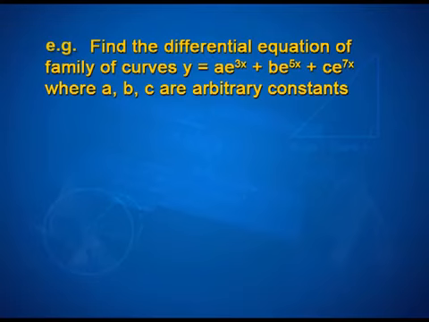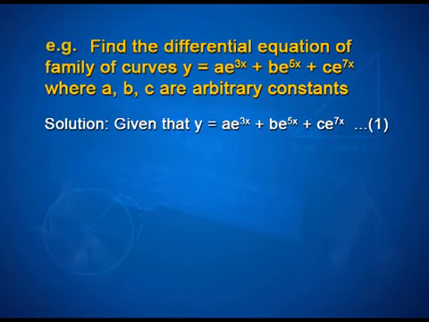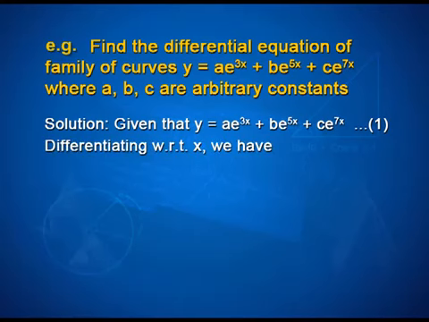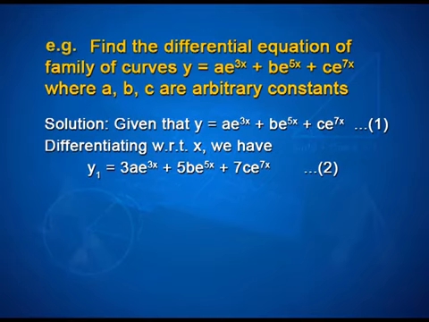Find the differential equation of the family of curves y = ae^(3x) + be^(5x) + ce^(7x), where a, b and c are arbitrary constants. For the solution, we are given that y = ae^(3x) + be^(5x) + ce^(7x). Take this as equation number 1. Differentiating with respect to x, we have y1 = 3ae^(3x) + 5be^(5x) + 7ce^(7x). Take this as equation number 2.